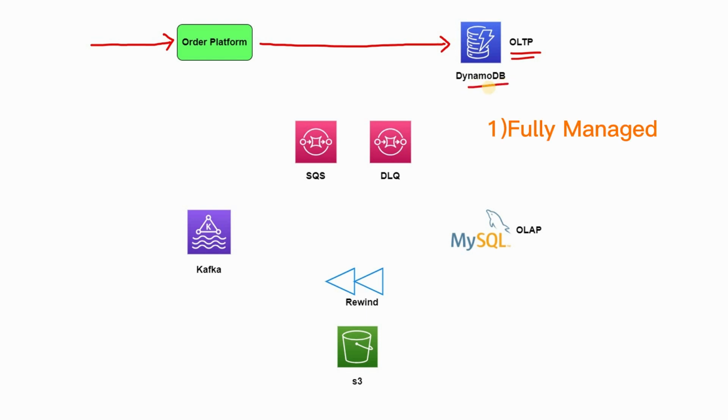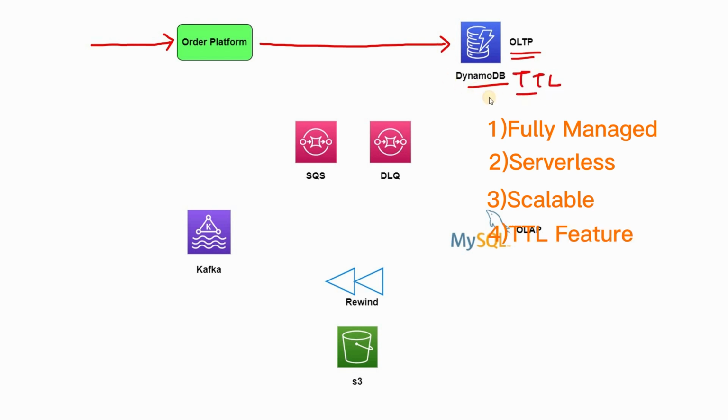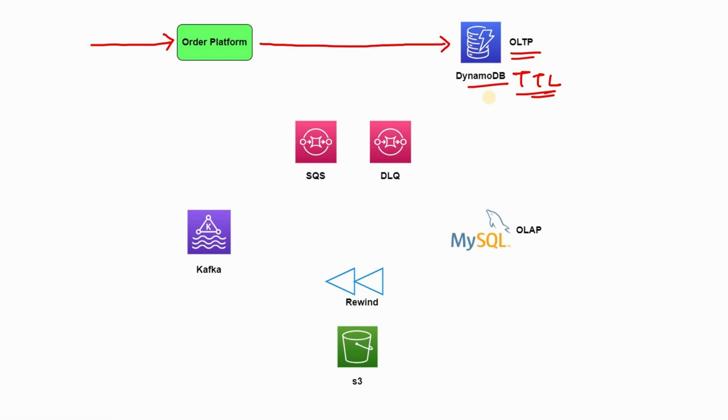For example, DynamoDB is self-managed, that is serverless, and it can scale up based on traffic. Then it has a default TTL feature using which very old orders, which are 6 or 7 months old and not contributing much to business, can be automatically deleted. For these kinds of reasons, the Grab food delivery platform is using DynamoDB for their OLTP use cases.